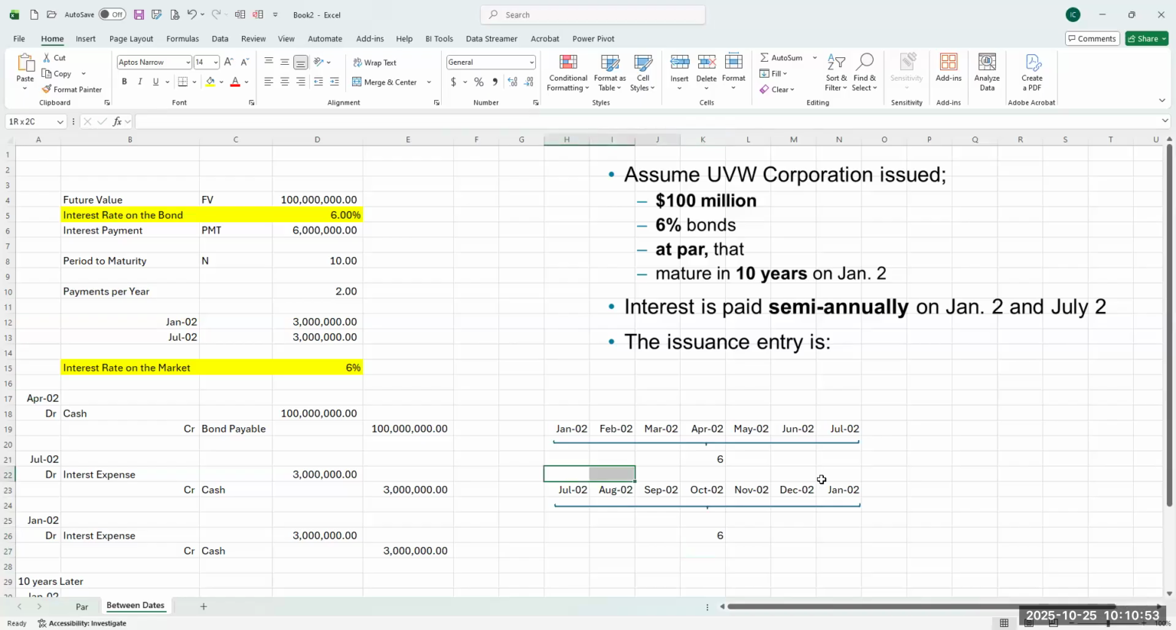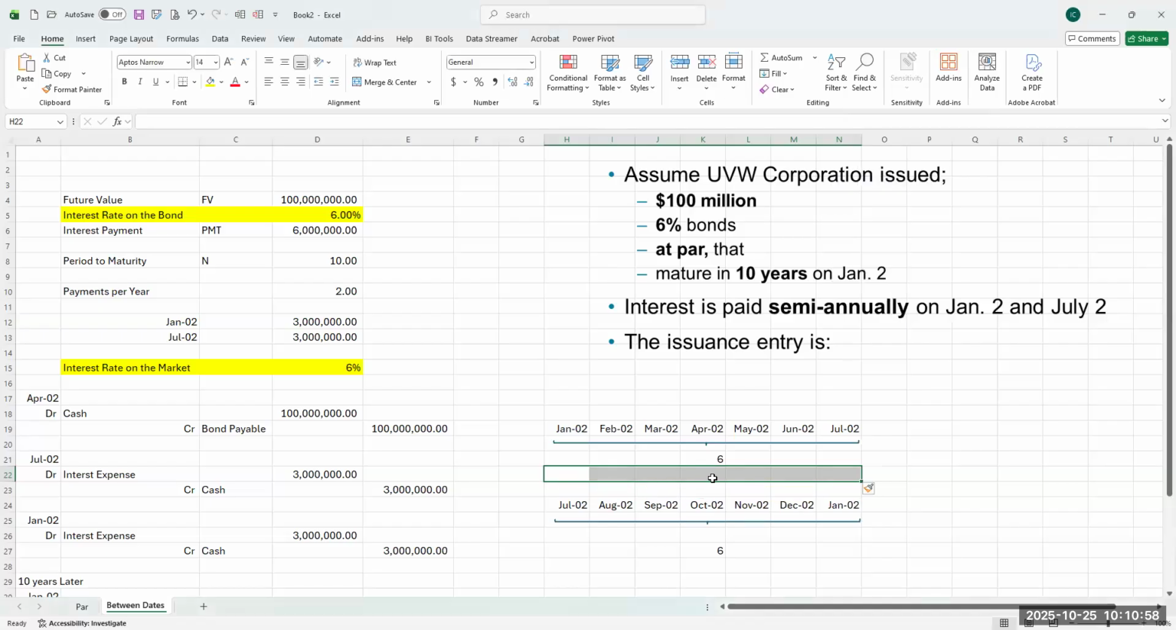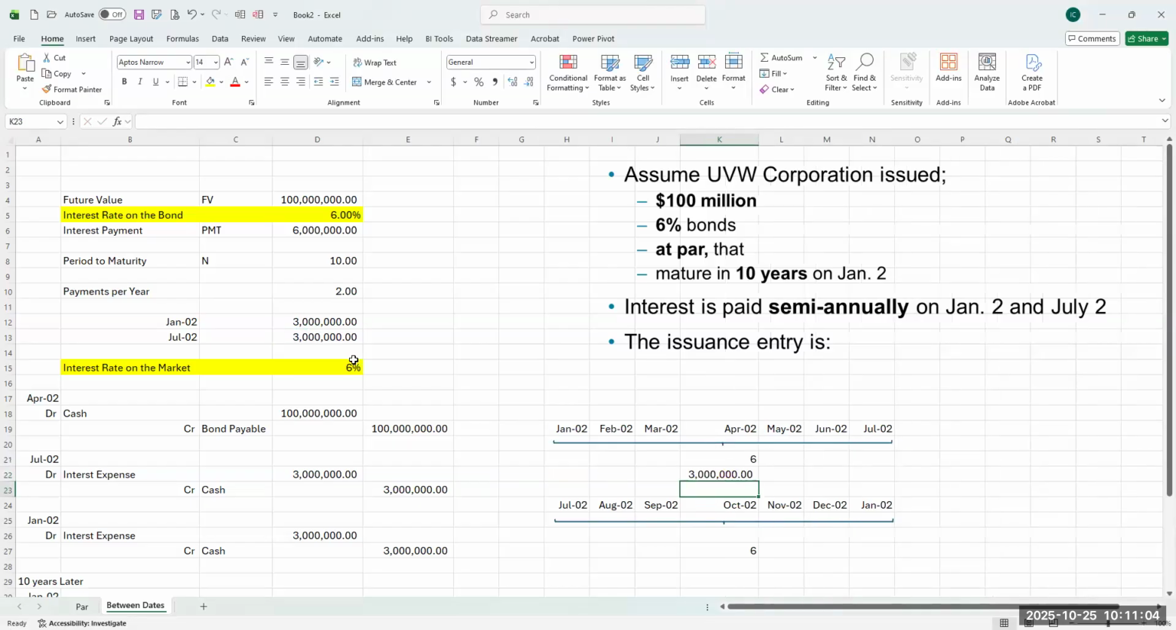I already know that for these 6 months, I have to pay 3 million. And here for these 6 months, I have to pay another 3 million. But the problem is, I'm not issuing the bonds on January 2nd. I'm issuing the bonds on April 2nd. On July 2nd, I have to pay $3 million because I cannot change the payments, the date, or the conditions.